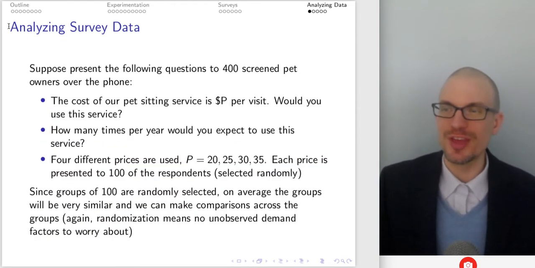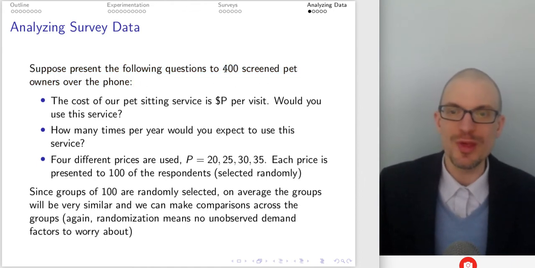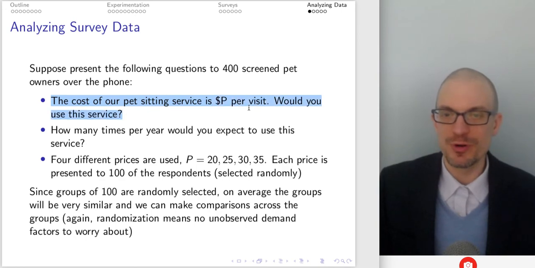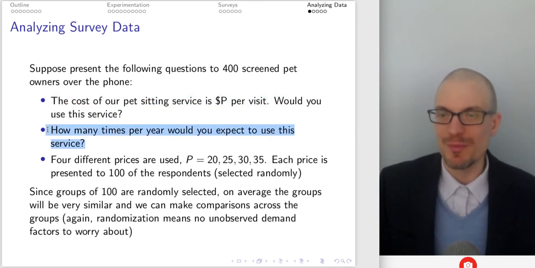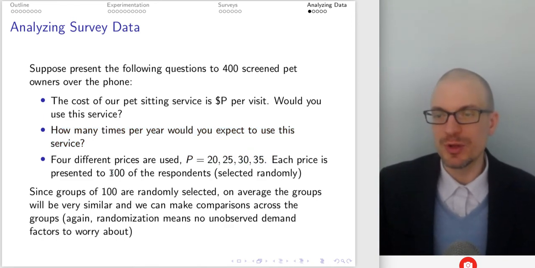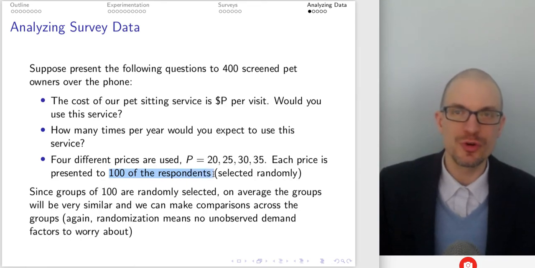All right, so here's an example. Suppose, in thinking about how we'd actually analyze the survey data, we have these questions to 400 screened pet owners over the phone. So we know we have a pet. Then we say the cost of our pet sitting service is P per visit. Would you use this service? And then how many times per year would you use this? We'd use 4 different prices, 20, 25, 30, 35, and we'd have randomly selected 100 respondents to reach each of these prices.